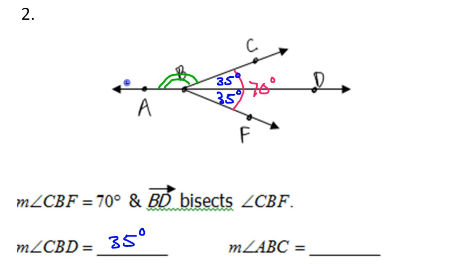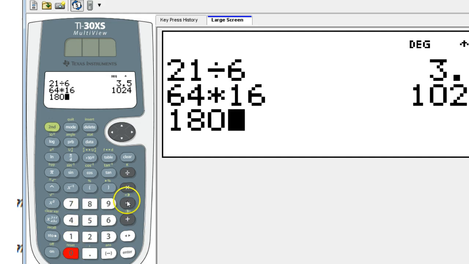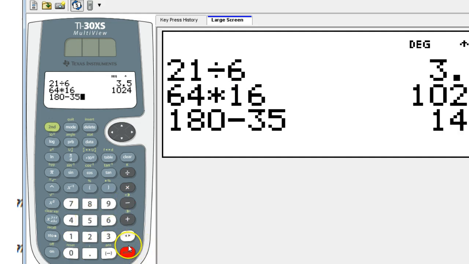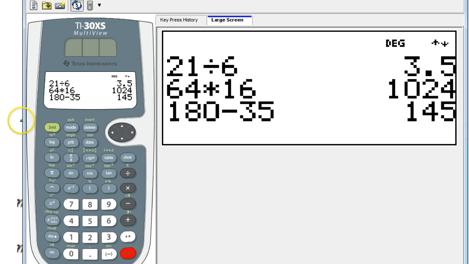But you know what? It forms a linear pair if you look at the line AD. Looking at these two angles up top, above this purple line, this is a linear pair, so these would have to be supplementary. So I can just do 180 minus the 35, and that's going to give me angle ABD. And that is giving me 145 degrees.